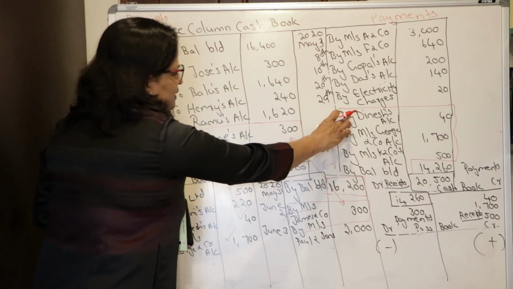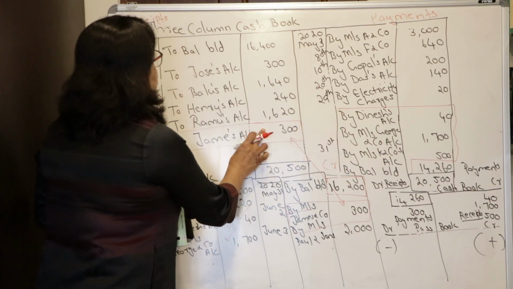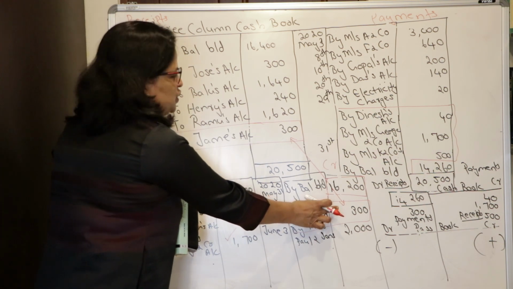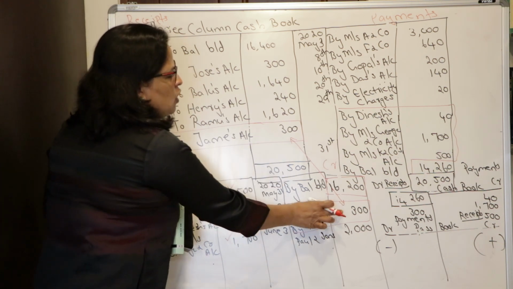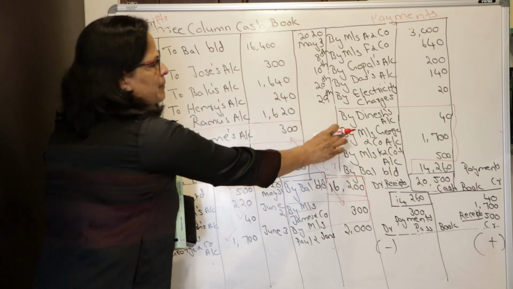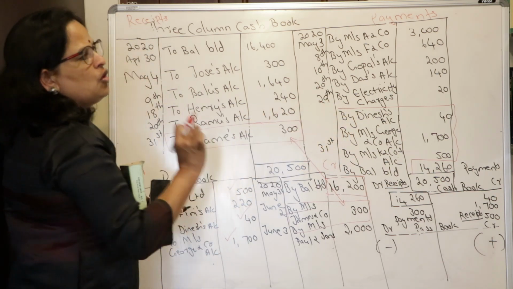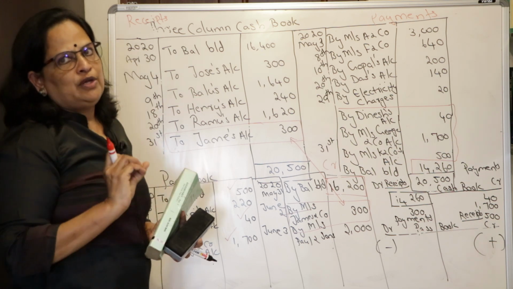If you compare the receipt side of the cash book and the credit side of the passbook, you have to look for common entries. Similarly, the payment side of the cash book and the debit side of the passbook, you have to look for common entries. So that is what we are going to do now.